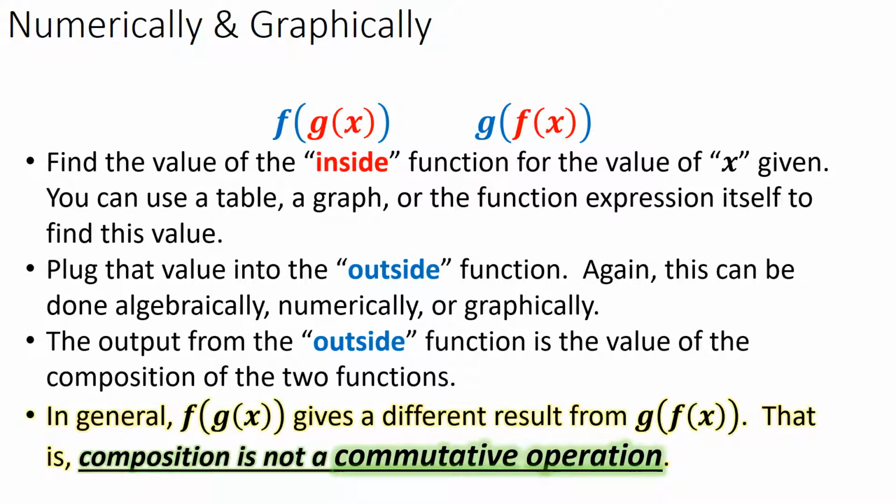Now, one thing that's really important to keep in mind is that if we plug g into f and we plug f into g, usually we're not going to get the same answer. Sometimes we might, but usually we're not, and so we cannot say that those two are equal. So since we can't go in both directions, what we say is that composition is not a commutative operation.